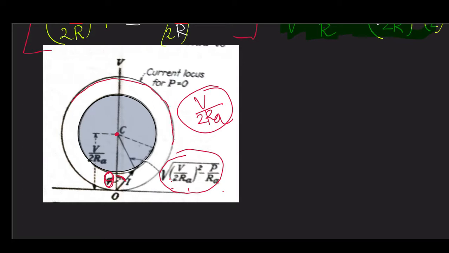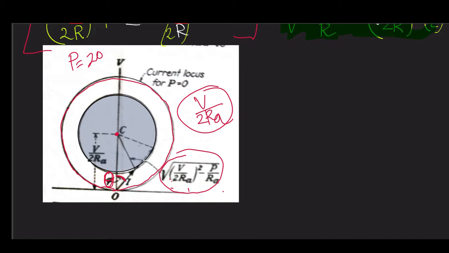Now if you increase the power, then what would happen? If you increase the power, it will form a concentric circle. Like if I want my power to be, say, I give some value 20. Now for this we can figure out the radius, and that radius will be this radius.